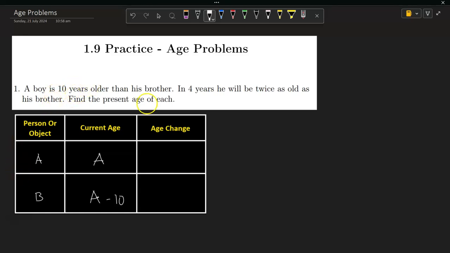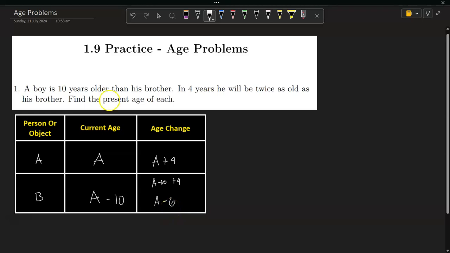Now, what about the age change? Look at this. In 4 years, he will be twice as old as his brother. Meaning to say, after 4 years, we're going to move 4 years after. So we're going to do A plus 4. We're going to do the same here: A minus 10 plus 4. Or if we simplify this, this will just give us A minus 6.